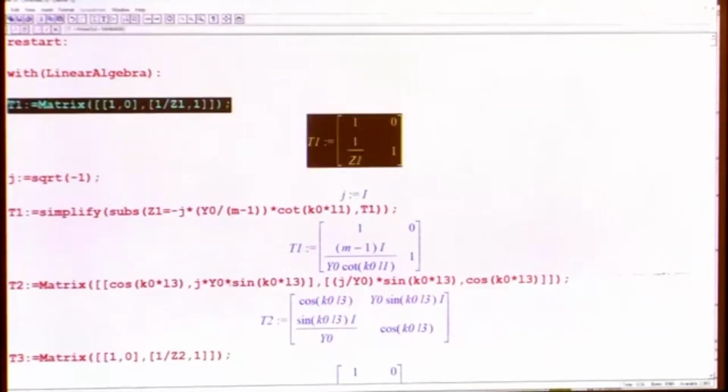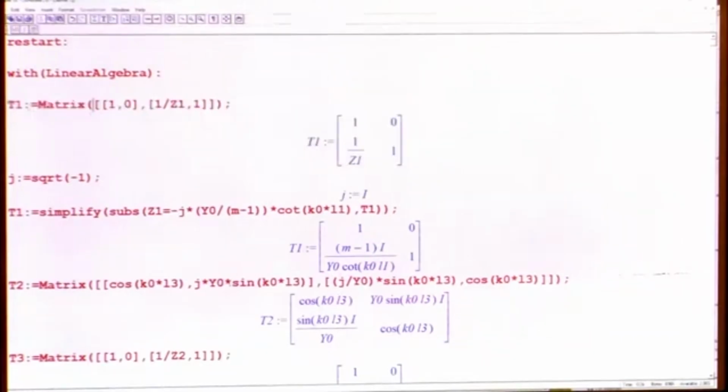Now, T1 very quickly is a matrix, and this is how you define a matrix. T1 is a variable, this is a symbol to define anything, and matrix is something that you write. So, the matrix is 1 0 1 by Z1 and 1. These are the first row elements, these are the second row elements. So, Z1 is the impedance of the annular cavity.